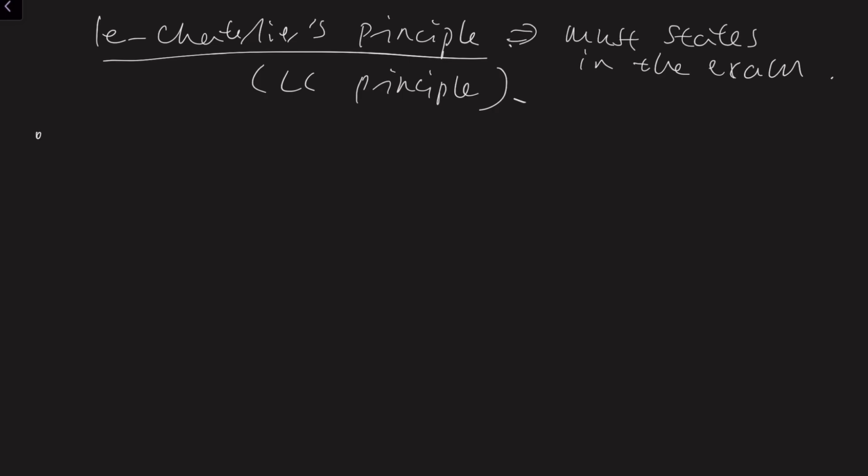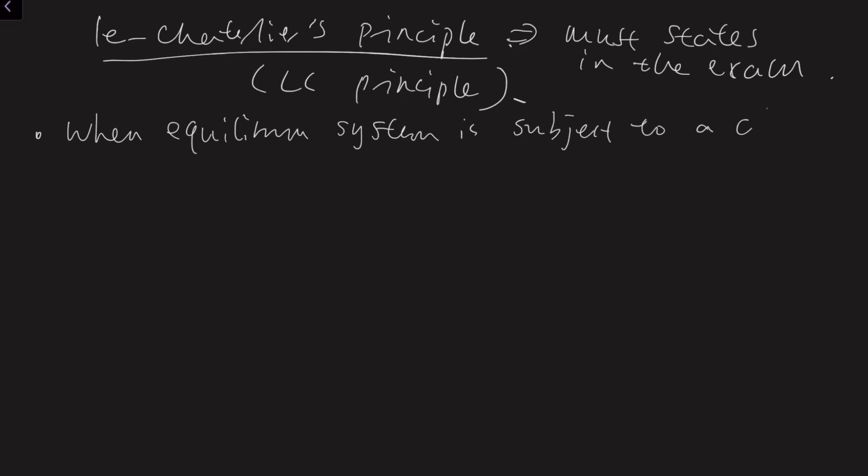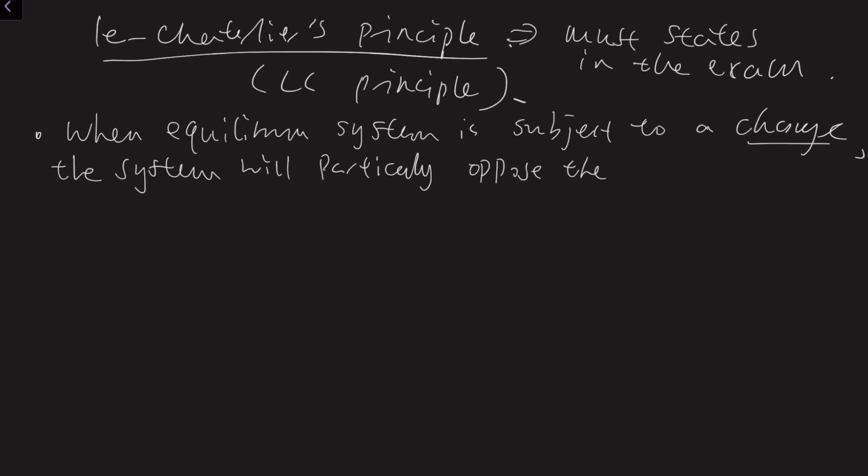So what Le Chatelier's principle is saying is that when an equilibrium system is subject to a change, the system will partially oppose the change. So this is what the system always wants to do. It's like having some inertia. When you are changing something, the system doesn't like it. So it wants to go back. But only partially go back. It cannot restore to the original equilibrium. It can only try to oppose this change and actually never reaches the original state ever again.